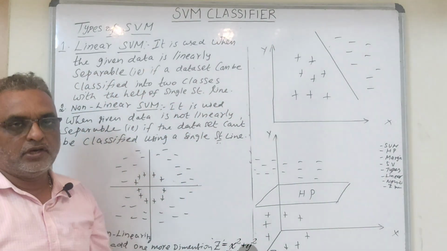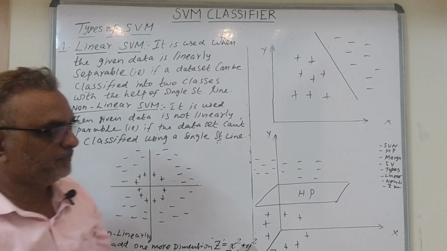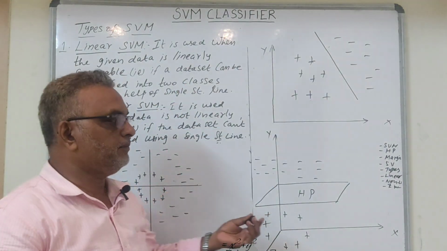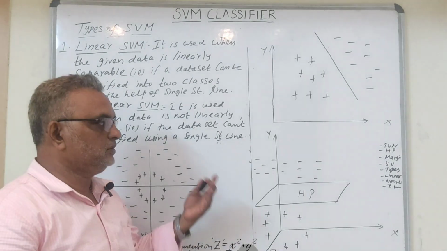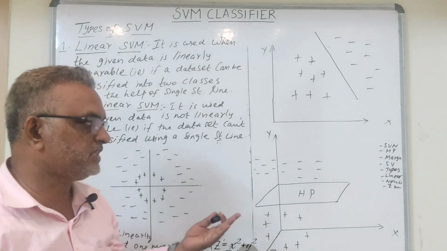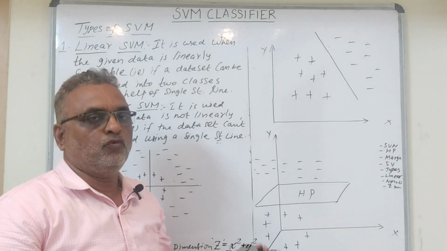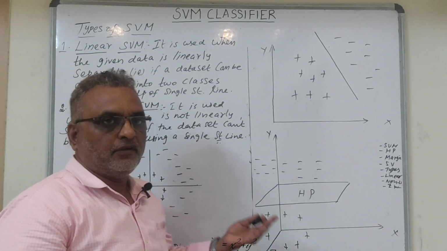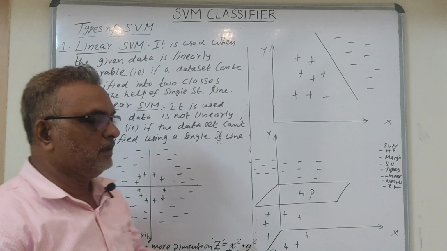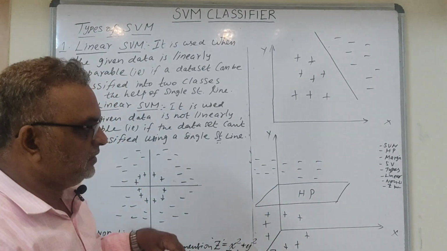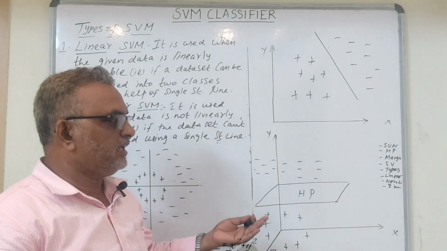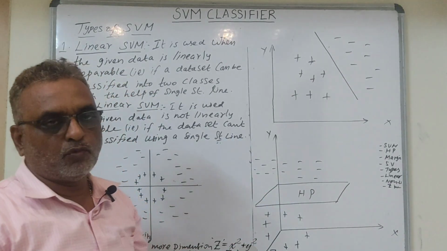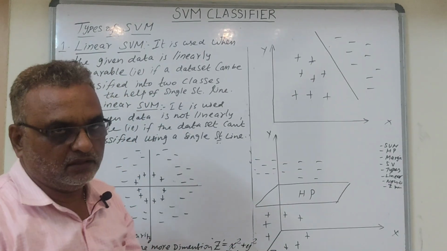I hope you understood the concept. In this video, I explained what is SVM, what is a hyperplane, what is the significance of margin, and what is meant by support vectors, different types of SVM, linear and non-linear. If it is a non-linear problem, how to solve it by introducing one more axis with the help of the kernel.